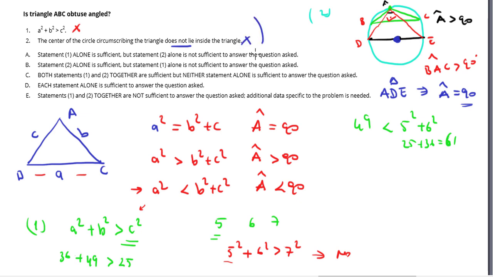If we take them together, again it will not help us because we don't know whether C is the greatest value or not, or which side is A, which side is B, which side is C. So if we take them together also, we can't give an answer. That means we need extra information.